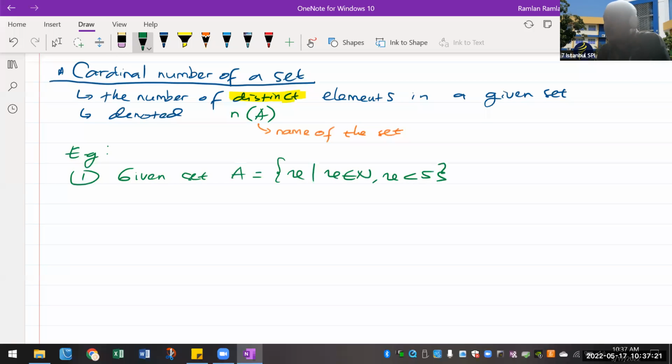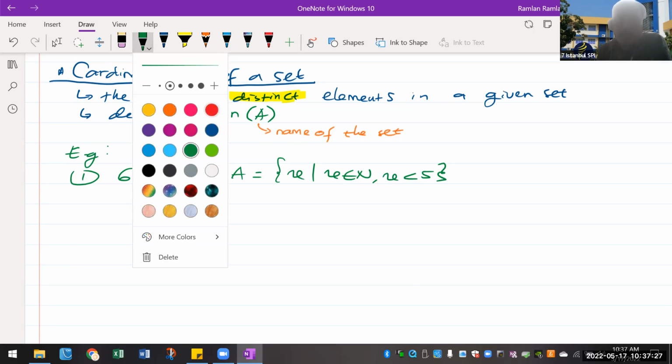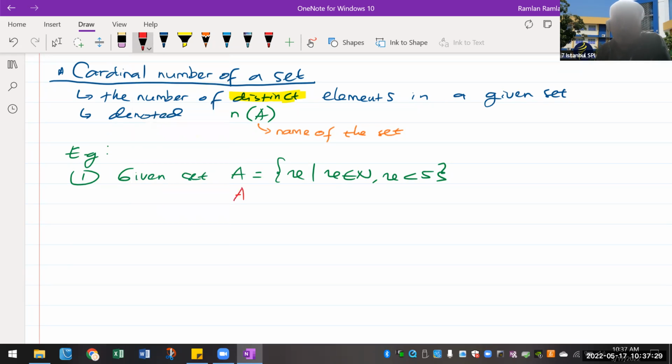Okay, so I would like you to help me now. The first thing that I would like you to do is to help me to convert this in a roster form. If you still remember, roster form. Everyone, please type your answer in the chat box. Write down the roster form. This is a set builder form. This is the roster form I would like you to write down.